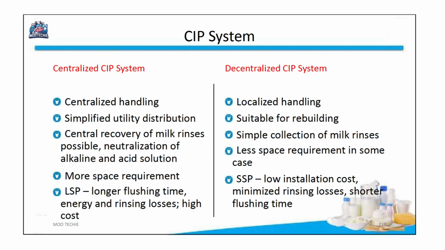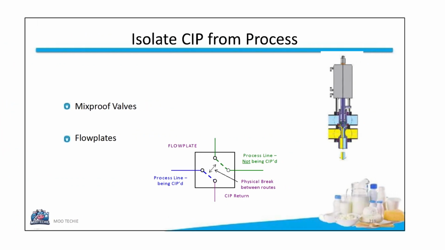A critical safety principle in CIP is to isolate the cleaning system from the production process. This is achieved using specialized valves like mix-proof valves or using flow plates. A flow plate creates a physical break between the process line being cleaned and the process line that is in operation, ensuring product cannot be contaminated by cleaning fluids.